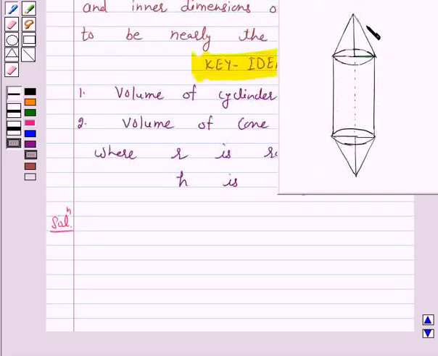So let's start the solution. Now the model is made up of a cylinder and two cones. We have to find the volume of the air inside the model. Now volume of the air inside the model is equal to volume of air inside the cone plus volume of air inside the cylinder plus volume of this cone.